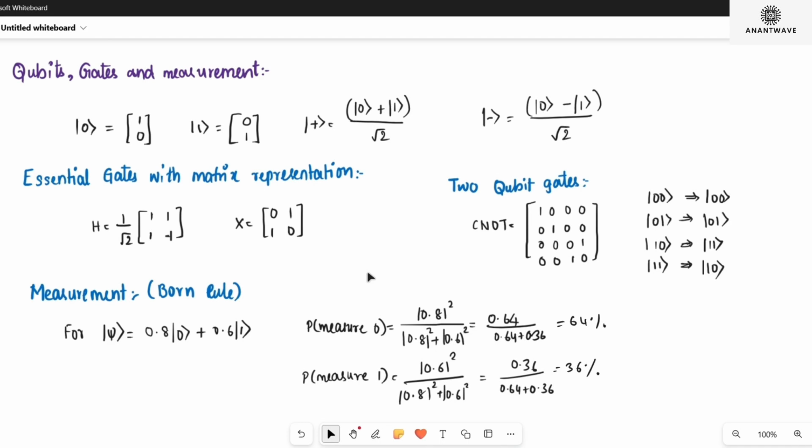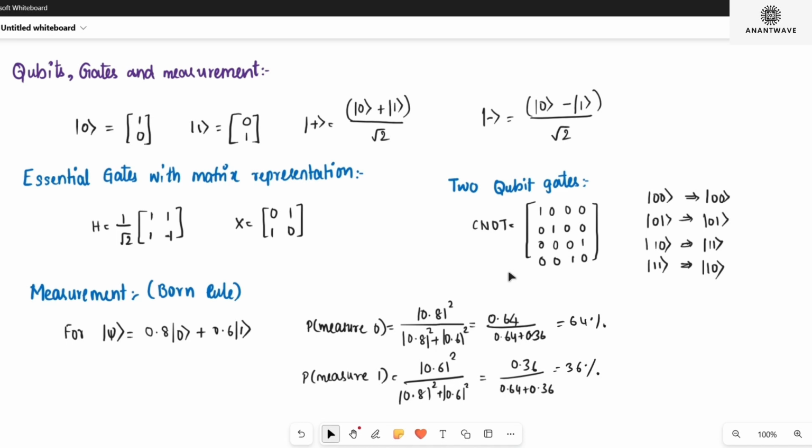Now let's look at qubit math using the Bloch sphere. We have ket 0 is [1, 0], ket 1 is [0, 1], ket plus is (ket 0 plus ket 1) over root 2, ket minus is (ket 0 minus ket 1) over root 2. Here are the essential gates with their matrix representation, Hadamard and Pauli X. For two-qubit gates, CNOT is this, and CNOT transforms these basis states into this. We only have change for ket 10 and ket 11.